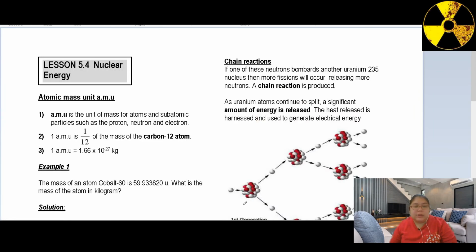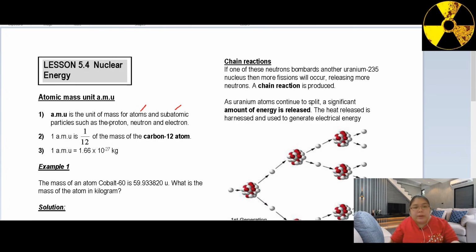So the first one, we can see the atomic mass unit, AMU. They stand for atomic mass unit. It is a unit of mass for atoms and subatomic particles. For example, when you use alpha, beta and gamma, we need to count the mass, so we use this to calculate.